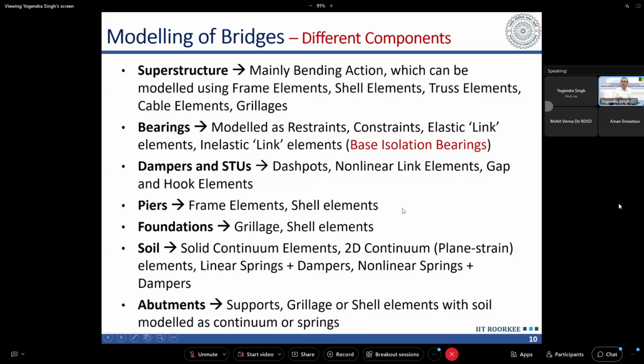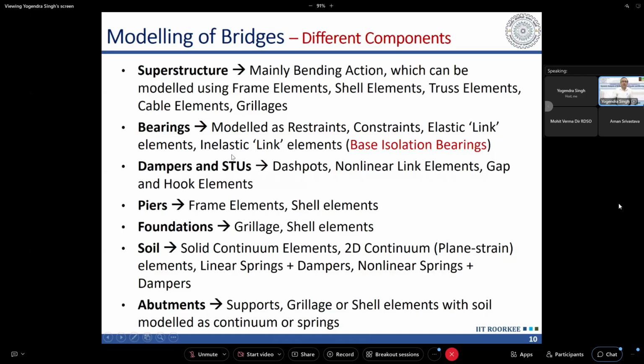Then we can also model bearings as constraints. When we are modeling the pier and the superstructure also, then between the superstructure and the pier we have to provide certain constraints which represent the behavior of the bearings. When the bearings deform elastically, we can use elastic elements. And when the bearings are expected to deform inelastically, then we can use inelastic link elements. In the case of base isolation bearings, the bearings are expected to deform inelastically. For example, if it is a friction-based bearing, then when the friction is exceeded, sliding starts and the behavior becomes nonlinear. So that inelastic link we have to use.